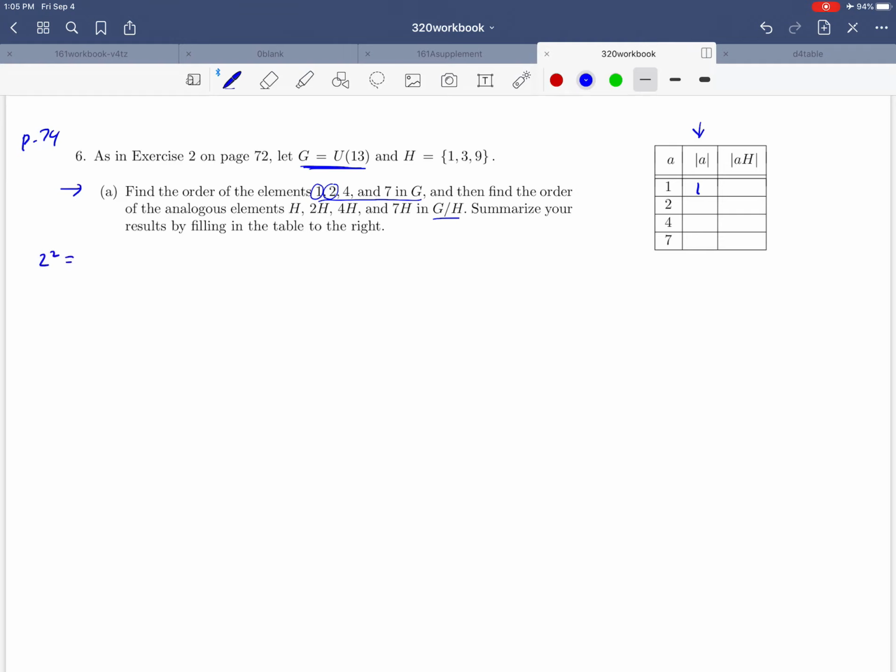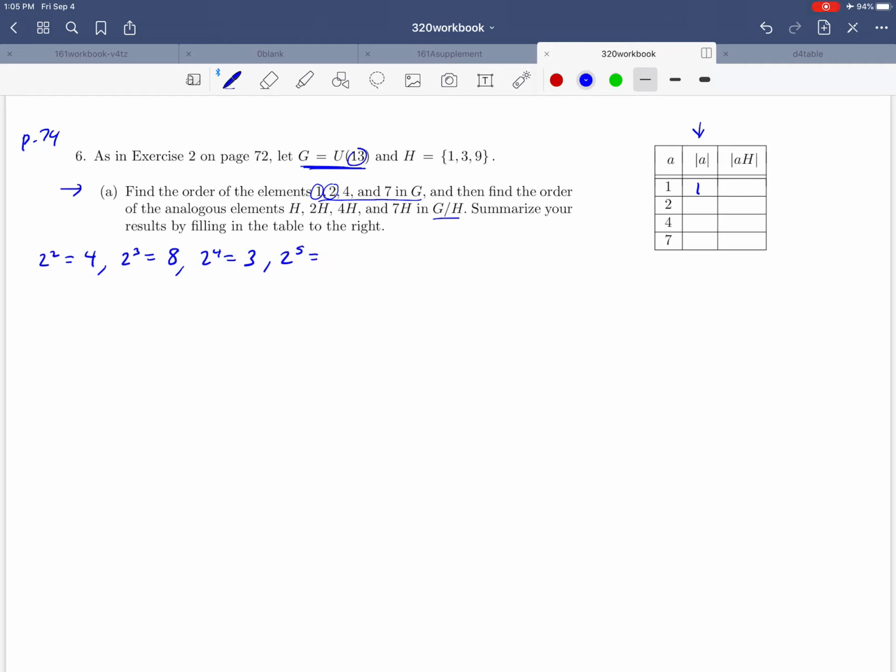So if we take 2 squared, we're going to get 4. That's not the identity, so we'll keep going. And then 2 cubed would be the 4 that we already got times 2 again. So that's 4 times 2, which is 8. Still not the identity. Okay, 2 to the 4th. That would mean we'd be taking the 8 that we already have and multiplying by 2. That's going to give us 16 mod 13, which is 3. In our group, that's not the identity.